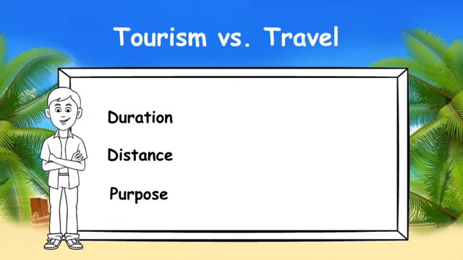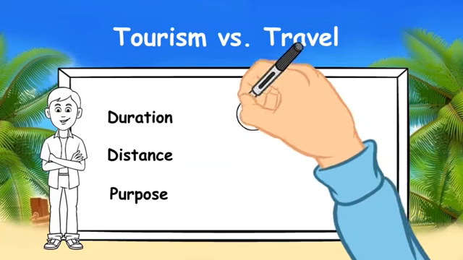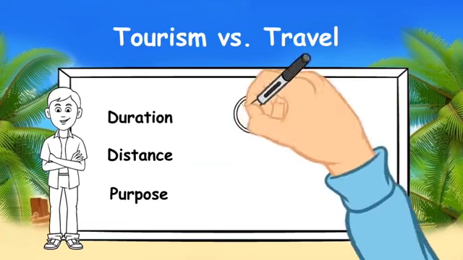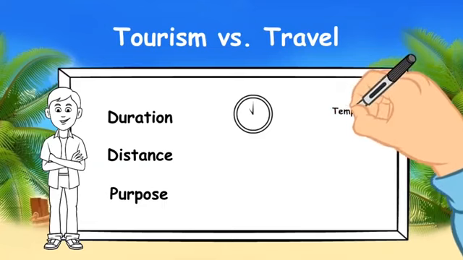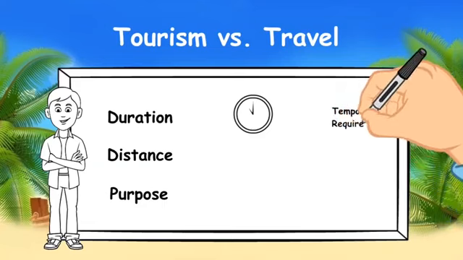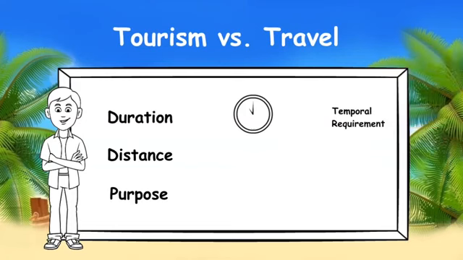The first criterion examines the duration of the trip. It has to do with how long the trip lasts. For a trip to be considered tourism, it must be shorter than 1 year. This qualification is meant to exclude stays of a more permanent nature. There is no absolute minimum requirement with regards to duration, but trips of less than a couple of hours are usually not considered tourism. This is called the temporal requirement.